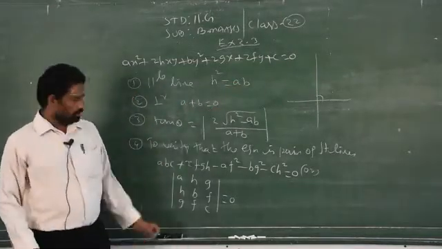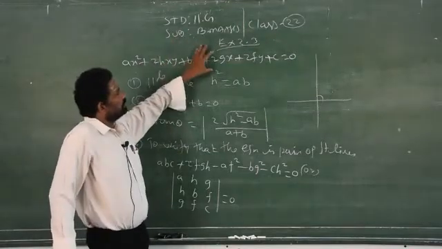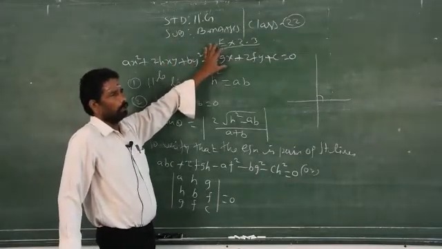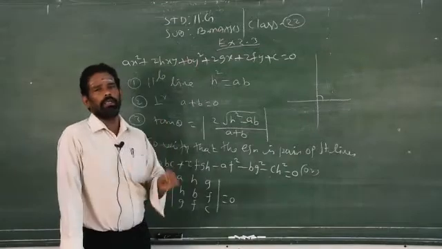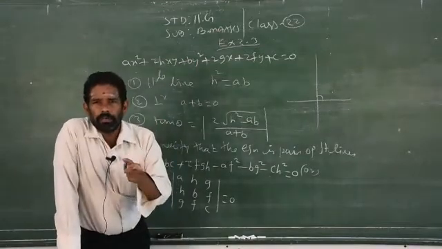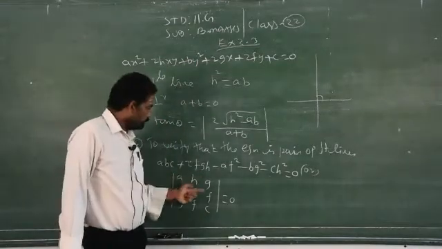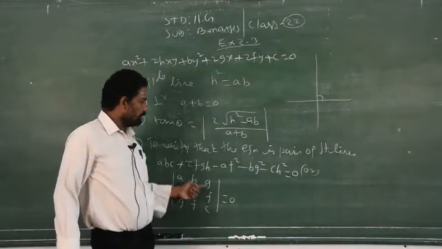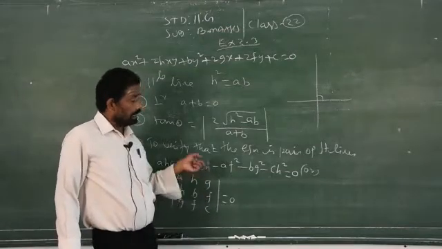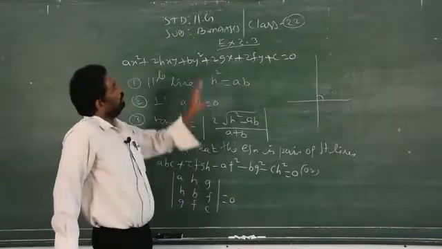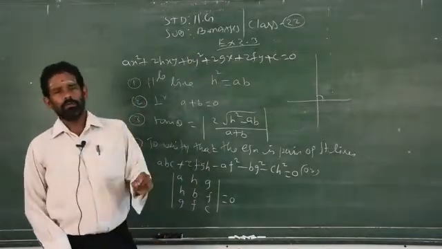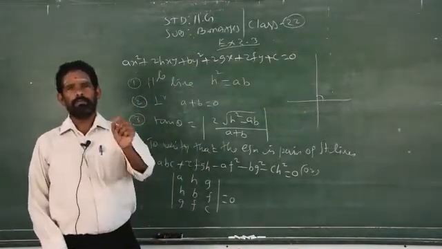Are you clear? Again, first you have to verify whether the given equation represents a pair of straight lines or not. What formula are you supposed to take? Any one of these two. When any one of these two conditions is satisfied by the given equation, then you have to write that it represents a pair of straight lines.